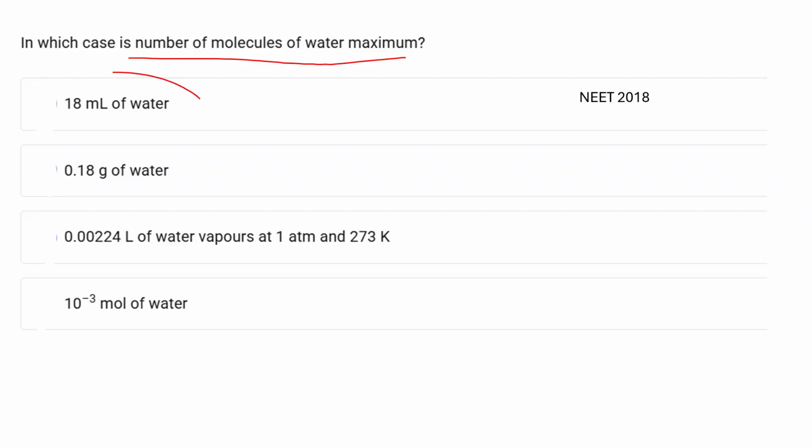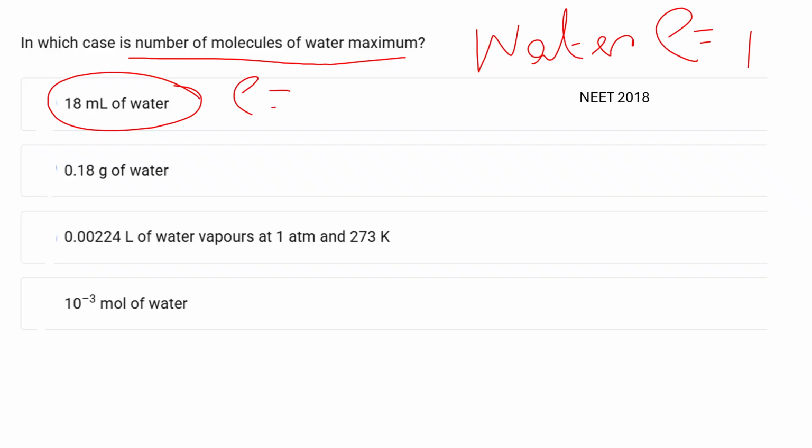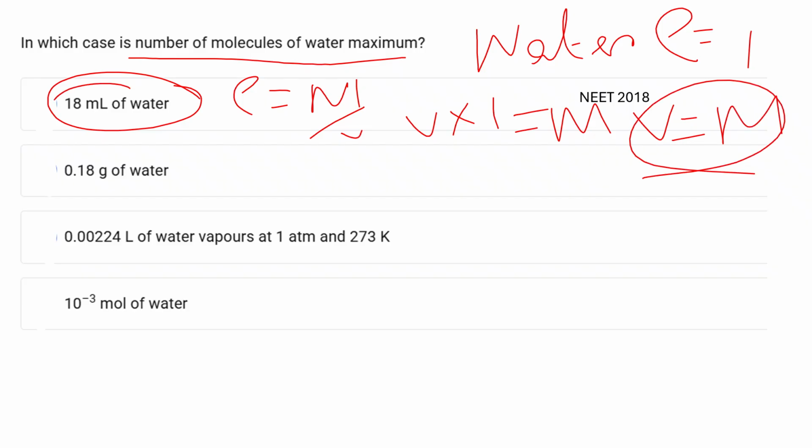Okay, 18 ml of water. Water density is equal to 1. Then rho is equal to m by v. Then v multiplied by 1 is equal to m. So v is equal to m. Simply, 18 ml of water is 18 gram of water. 18 gram is nothing but 1 mole.